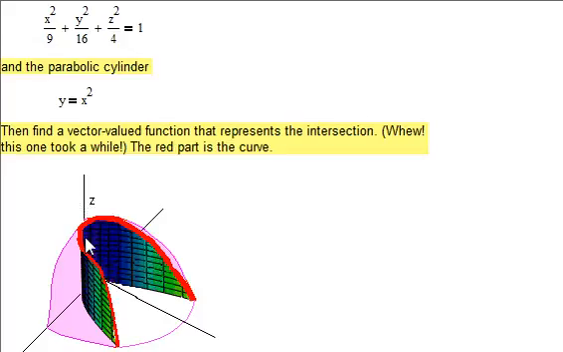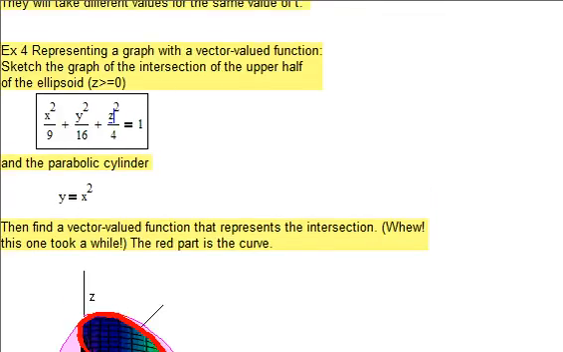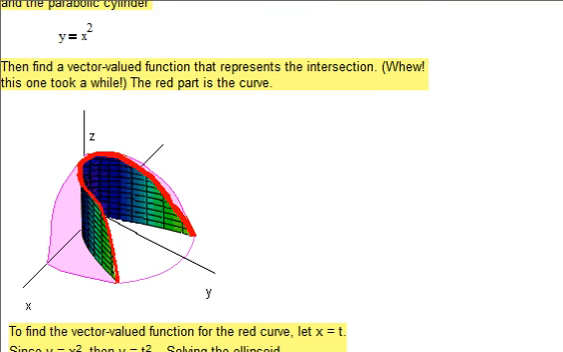However, it would keep going up like a good old surface would, I should say. But it intersects this upper part of this ellipsoid, right? Remember, it's just that upper part of that. So the graph is just this red part, and that's what we're talking about, and what I'm trying to describe, that red part with a vector valued function.